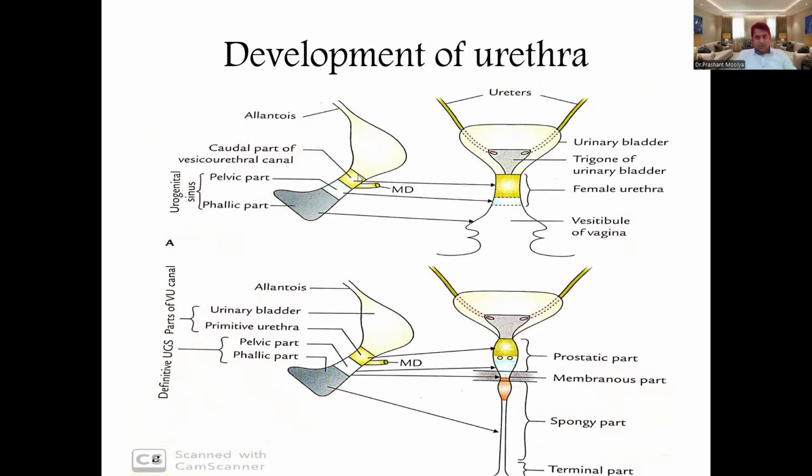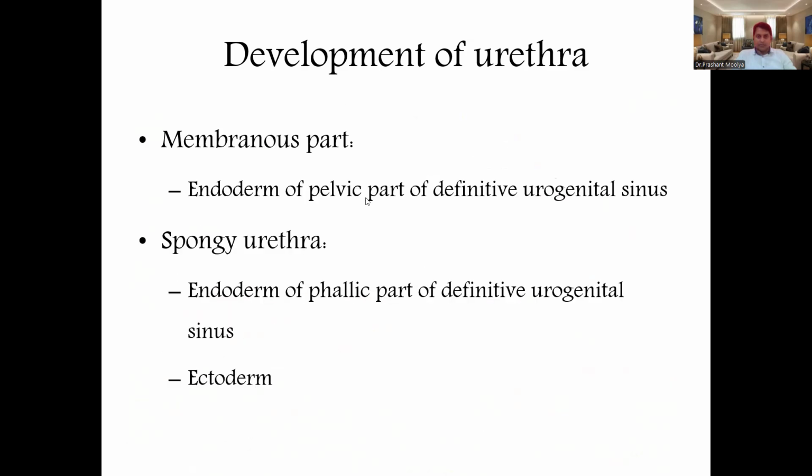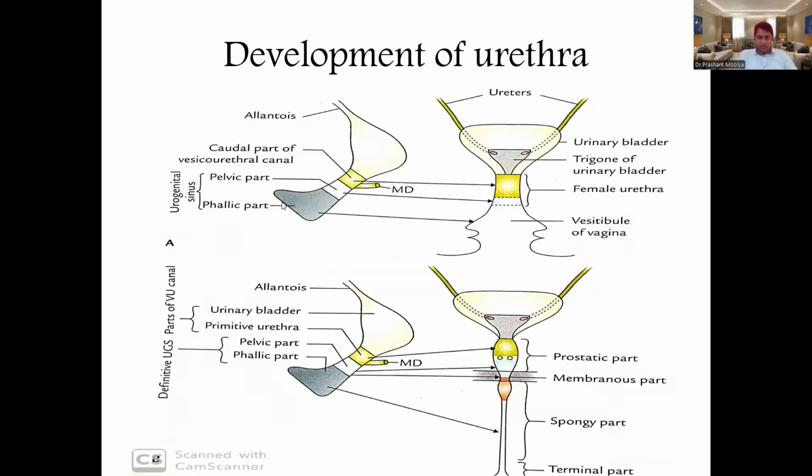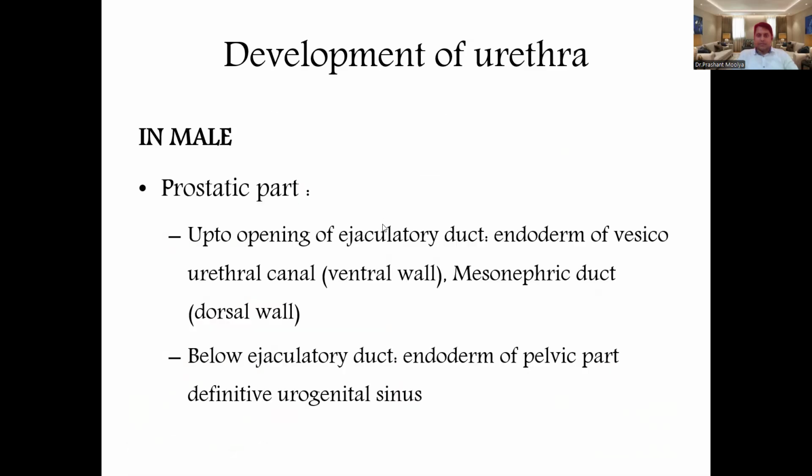So above this is contributed by the caudal part of this vesicourethral canal. So the part below this, as well as you will find the mesonephric duct is also absorbed on its posterior wall. So the mesonephric duct on its dorsal wall is contributing into the prostatic part. Below the ejaculatory duct, it is contributed by the endoderm of the pelvic part of the definite urogenital sinus. So you see this photograph. This is the definite urogenital sinus, and this is the pelvic part, phallic part. So this pelvic part is contributing to the prostatic part of the urethra.